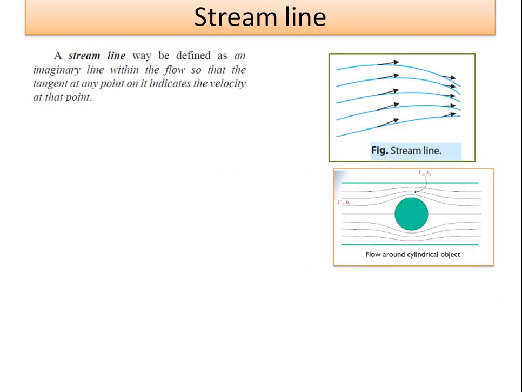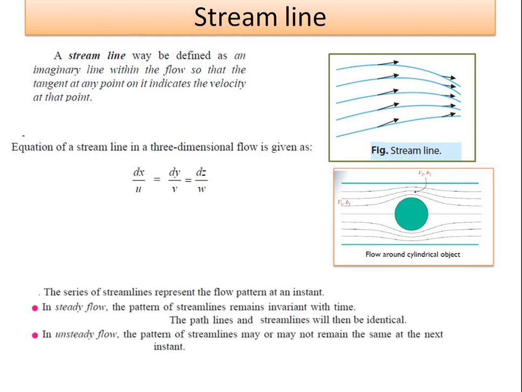Now streamline. A streamline may be defined as an imaginary line within the flow such that the tangent at a given point on it indicates the velocity at that point. So these are examples of streamline flow, showing the behavior of the fluid. So the equation of a streamline in three dimensions can be given as dx by u equals dy by v equals dz by w. So the series of streamlines presents the flow pattern at an instant.